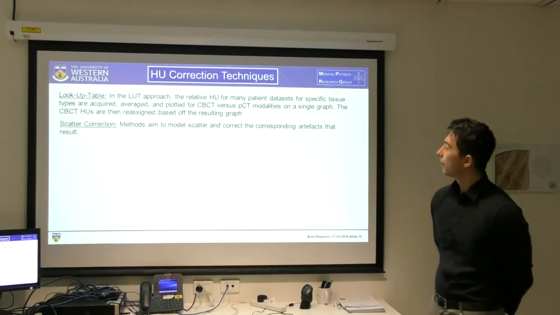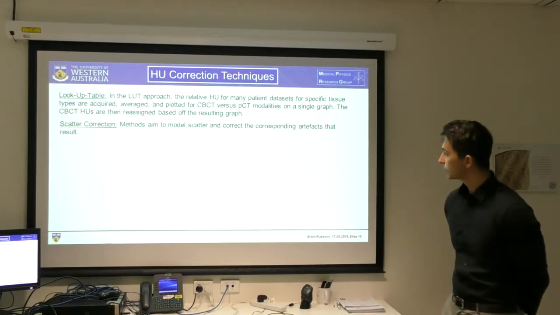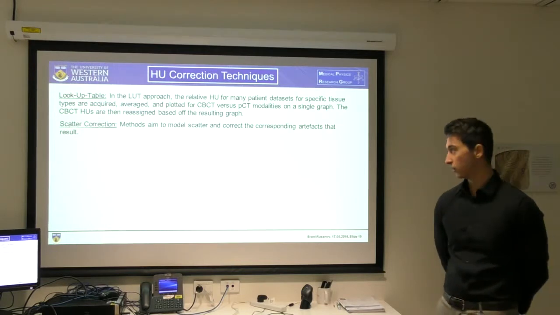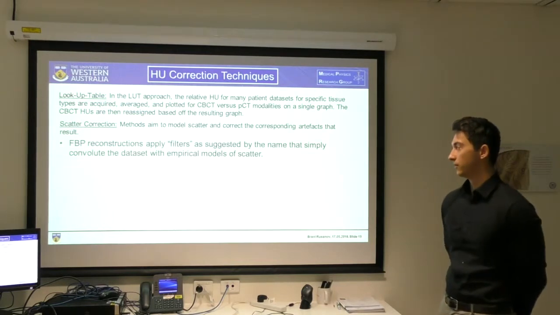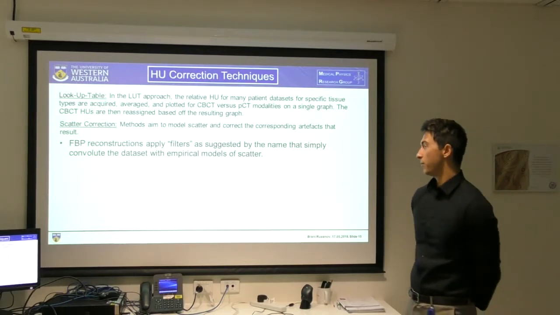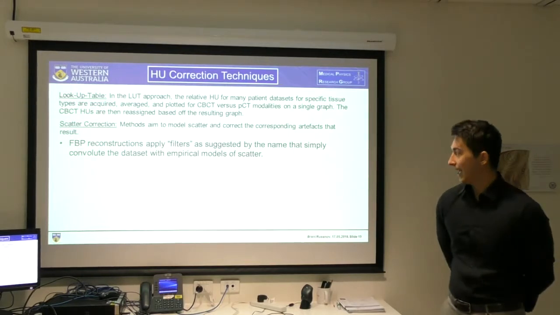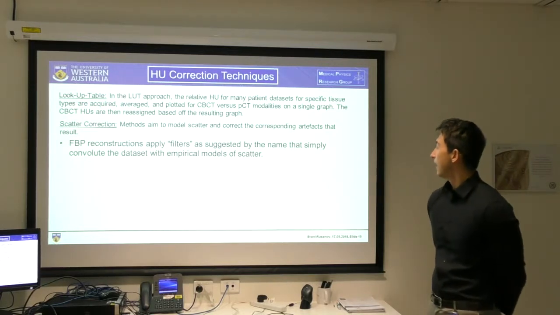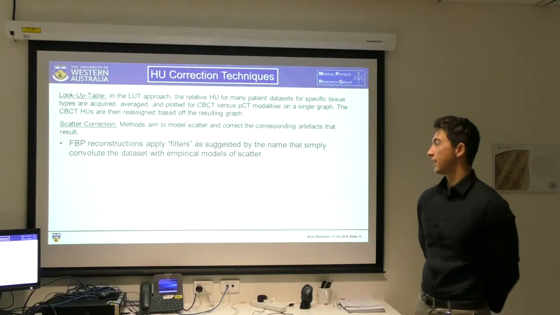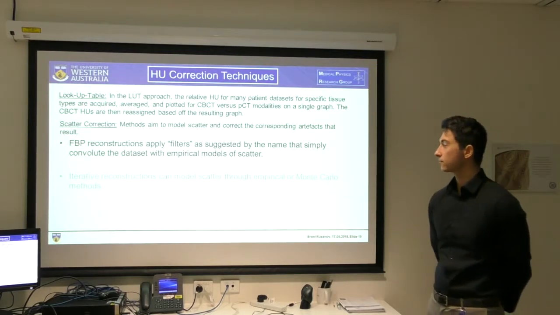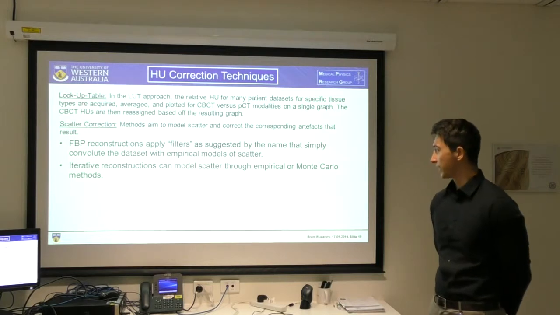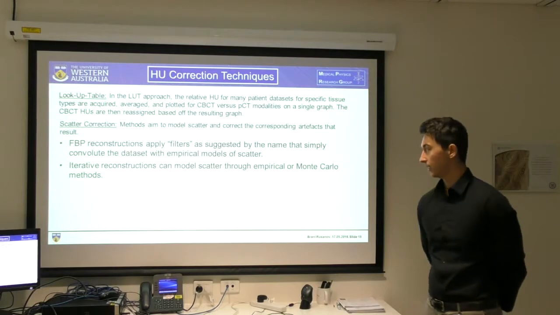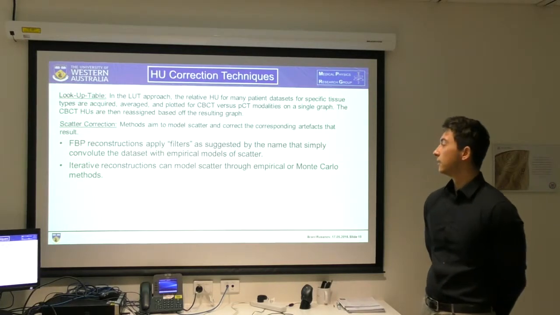And another method is called the scatter correction. And this method aims to model scatter and correct the corresponding artifacts of the result. So there are several methods based on the reconstruction used. So with filtered back projection, as suggested by the name, filters are applied and simply they convolute the dataset with empirical models of scatter. With iterative reconstructions, they can model scatter through empirical or Monte Carlo methods, which are more sophisticated and actually lead to better image quality at the end.